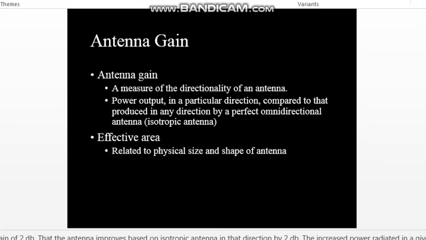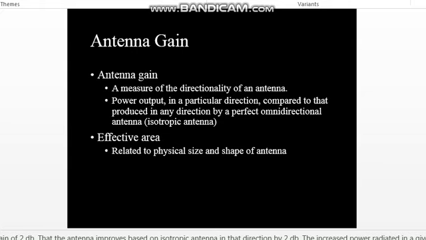Now, what is antenna gain? A measure of the directionality of an antenna. I have to mention that there are a lot of types of antennas, but why have we discussed just 3 types? Because these 3 types of antennas are largely used in radio communication and also in radio astronomy, which is closer to this course, radio engineering.